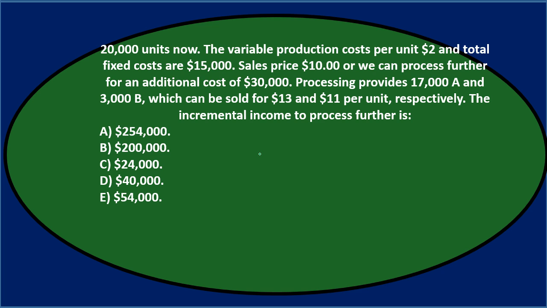So if the final sentence says, the incremental income to process further, key term here, all we need to see is process further. After we've seen a few of these, we're going to say, this is a process further problem. We should basically know in our mind that we're going to have some kind of thing that we produce to this point, and then we could process it further and make it better and sell it for a higher price, but it's going to cost us to process further. So that's going to be our scenario that we're looking for.